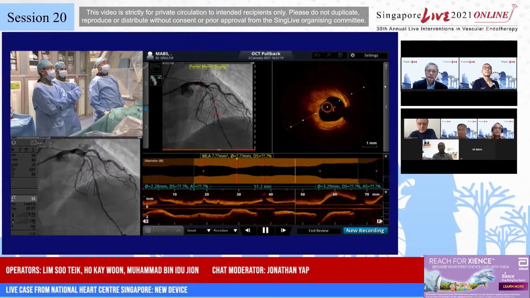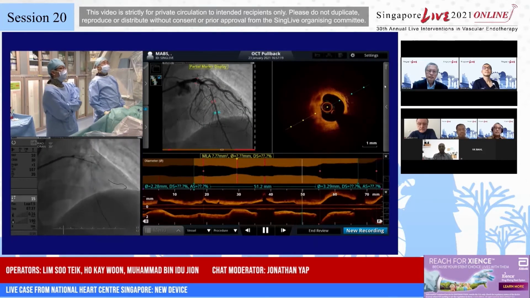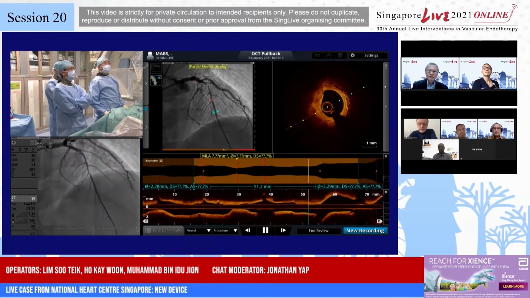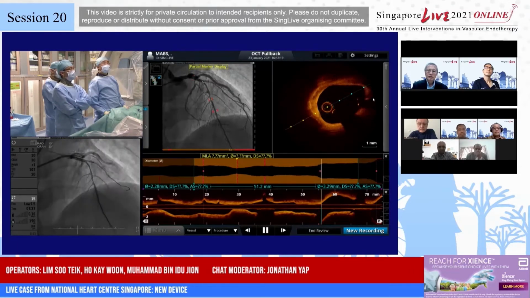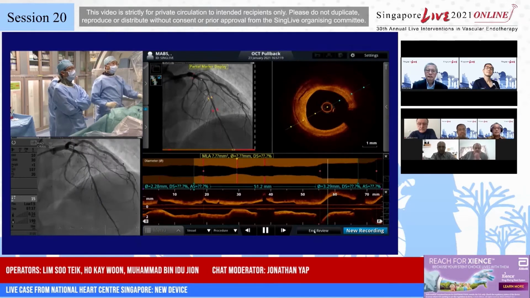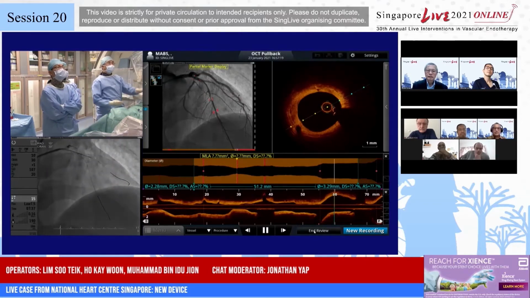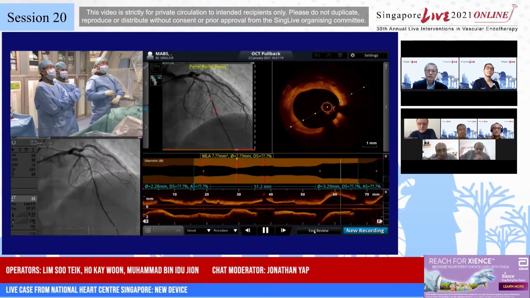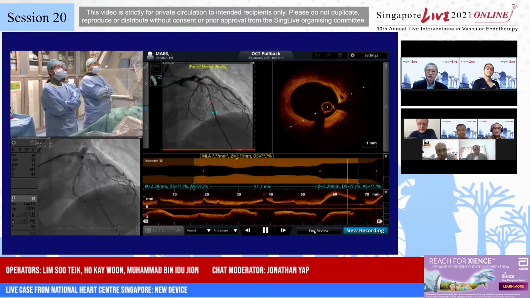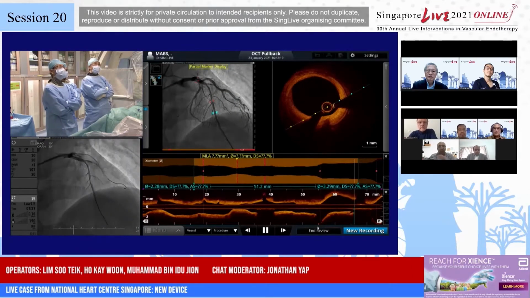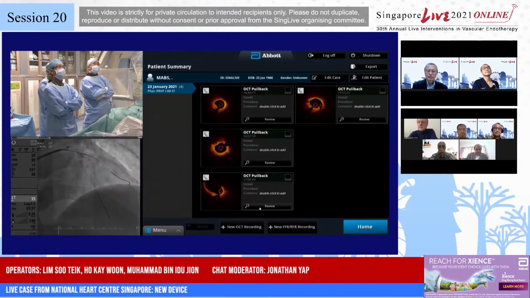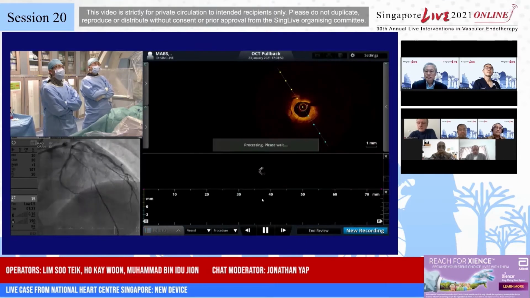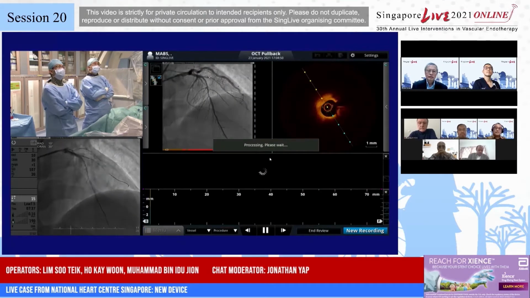So maybe I could pose to the panelists: should we try with just one 38 millimeter stent, trying to go across the diagonal, or should we go for a two-stent strategy? Maybe we also want to show the ostium of the diagonal. We did a pullback from the diagonal as well. So this is pulling back from the diagonal.